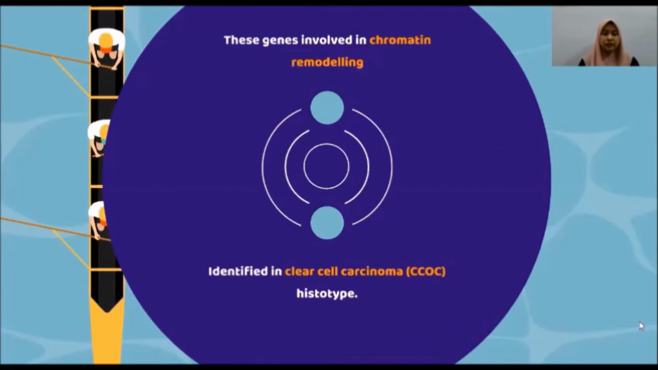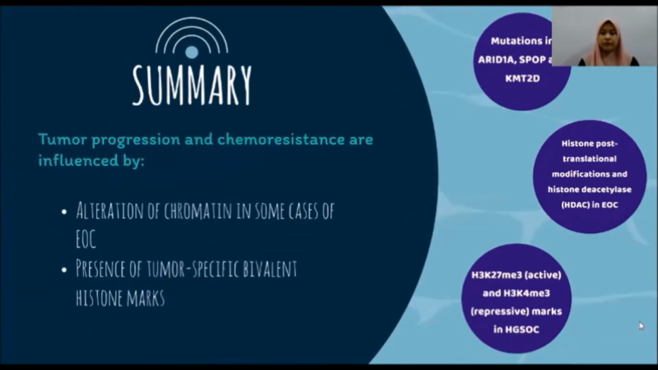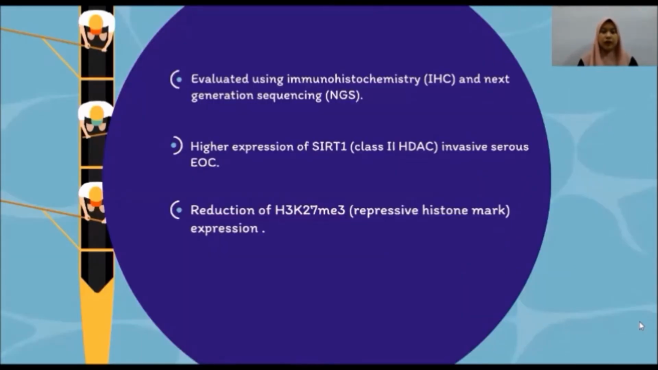These genes are involved in chromatin remodeling, so the mutations of these genes in clear cell carcinoma suggest that chromatin has been remodeled in these histotypes. Next, in epithelial ovarian cancer, histone post-translational modifications and histone kinase have been evaluated using immunohistochemistry and next-generation sequencing. The result shows upregulation of the SIRT1 gene in invasive serous epithelial ovarian cancer, and also reduction of H3K27me3 expression. It is also found that the reduction of H3K27me3 expression is associated with a decreasing rate of ovarian cancer.